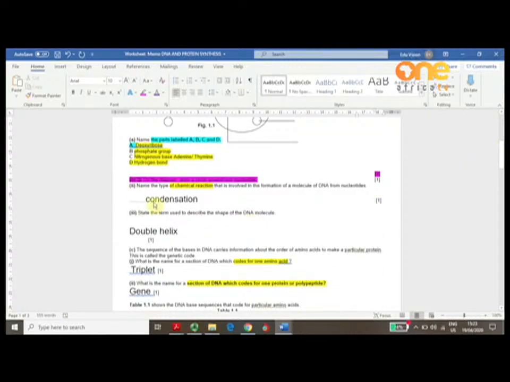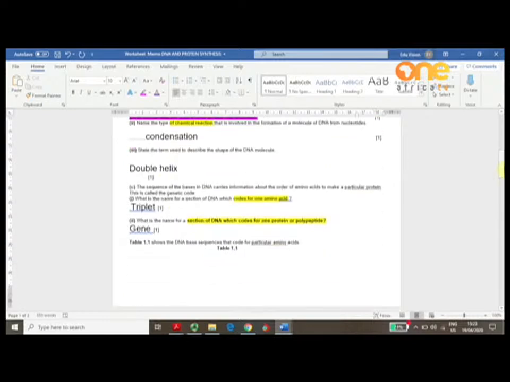Name the type of chemical reaction that is involved in the formation of a molecule of DNA. A chemical reaction, we have condensation reactions, and we have hydrolysis reaction. So this is a condensation because it is forming a molecule. It's building a molecule. The term used to describe the shape of DNA, double helix for 1 mark. We need to write both.